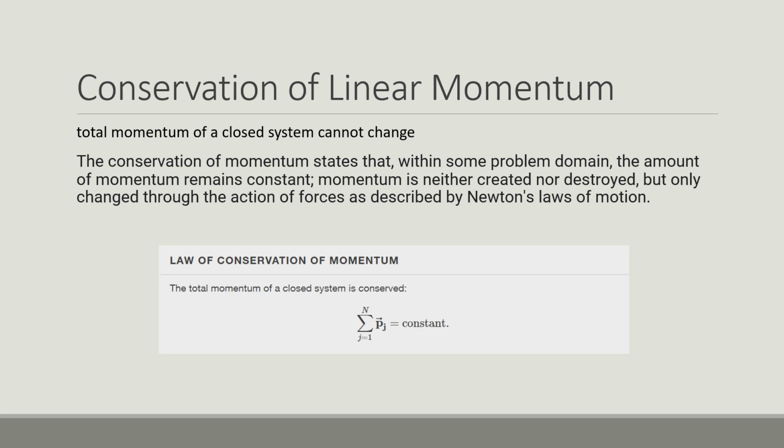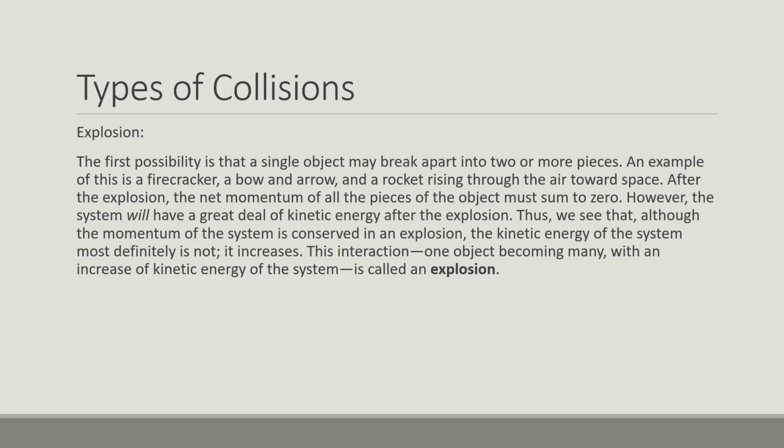Types of collisions. Explosion. The first possibility is that a single object may break apart into two or more pieces. An example of this is a firecracker, a bow and arrow, and a rocket rising through the air toward space. After the explosion, the net momentum of all the pieces of the object must sum to zero.